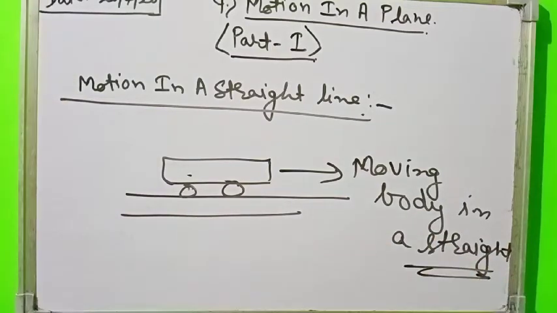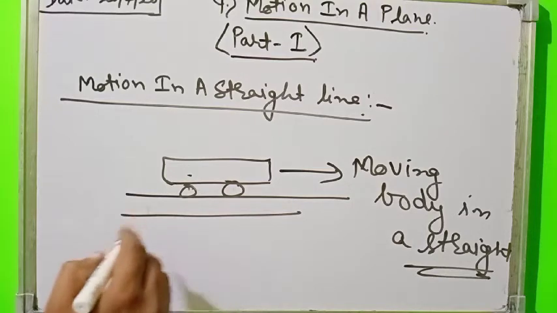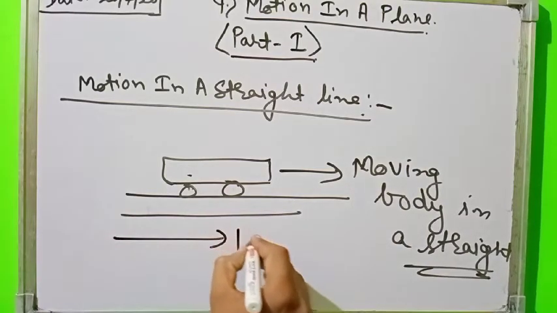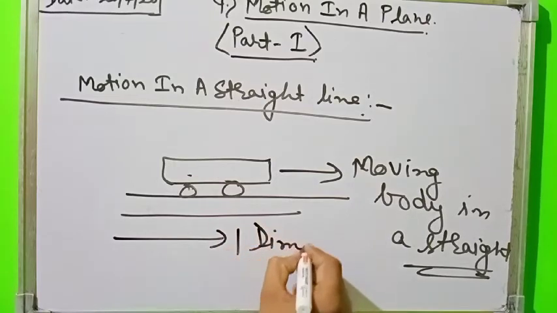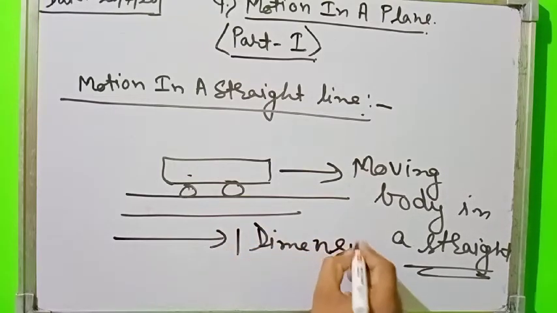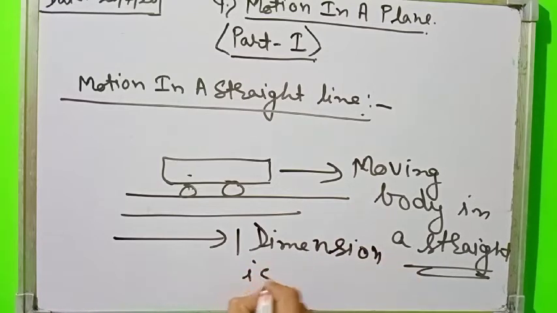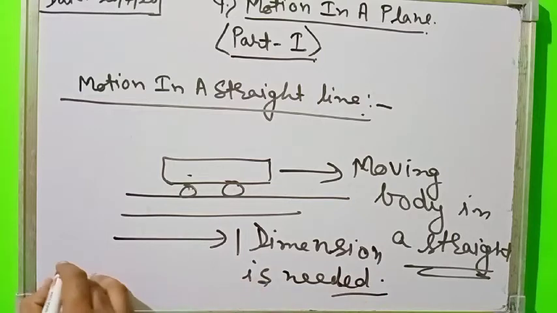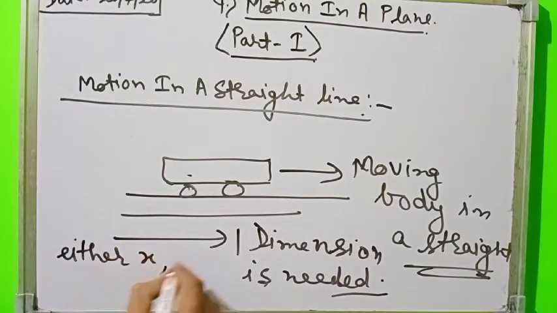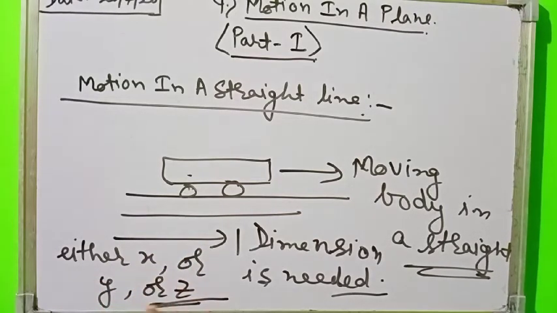And if we are considering a moving body in a straight line, it means one dimension is needed, either of the axes, that is either the x-axis or y-axis or z-axis. Any one of these three axes is sufficient for describing motion in a straight line.